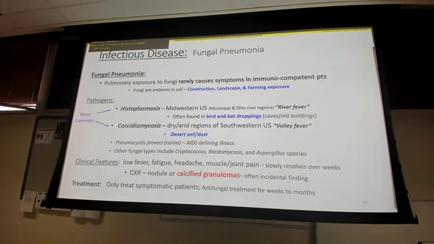Versus coccidioidomycosis, which is more found in the southwestern part of the states, and it's typically found in the desert soil, dust. But these two are very specific for the region.